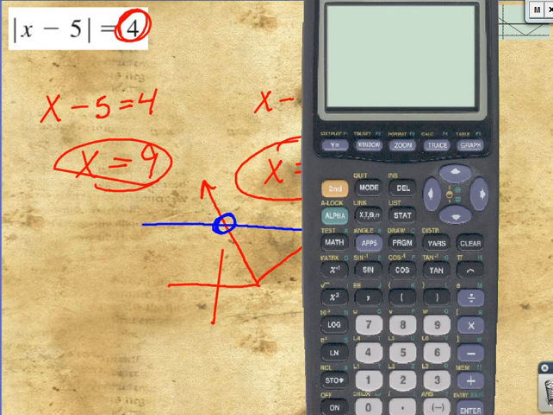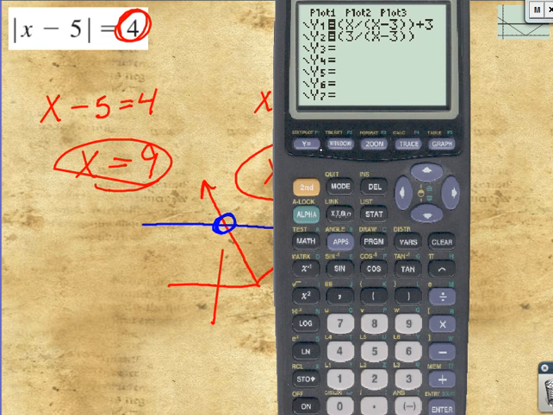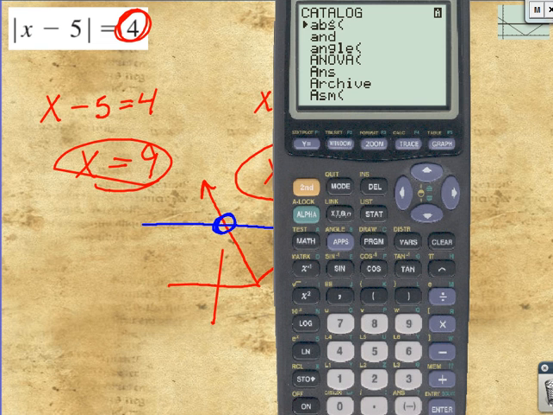On your calculator, you might want to see this before you leave. If you wanted to graph those two, where do you find the absolute value button? You have to go into the catalog. Above the 0, you have the word catalog. You would have to do second catalog. It is the very first thing, ABS. It's the very first thing in the catalog. So you got the absolute value of x minus 5.